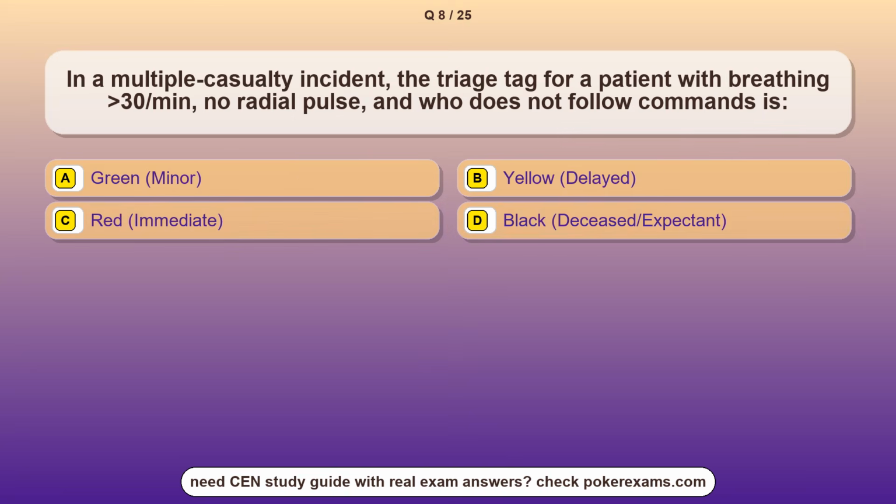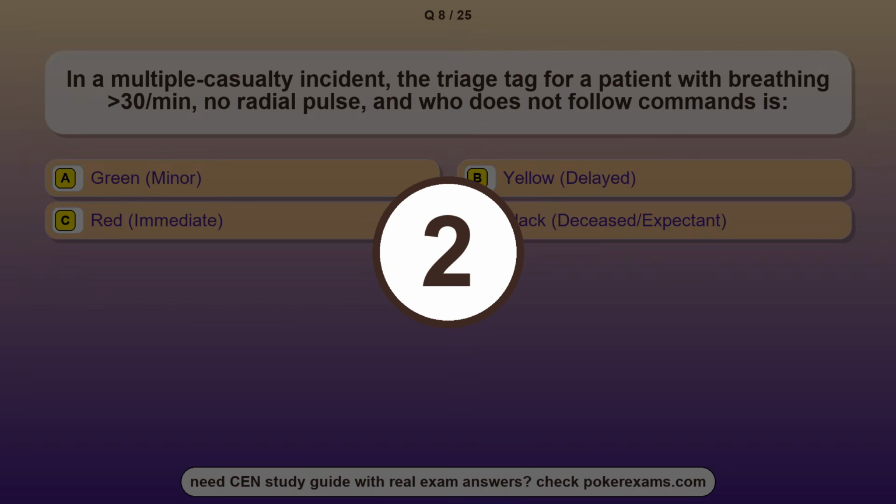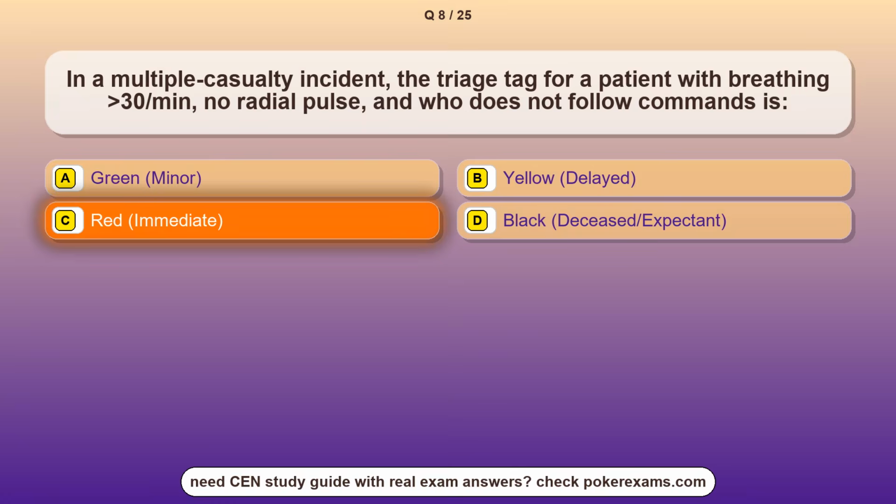Question 8. In a multiple-casualty incident, the triage tag for a patient with breathing 30/min, no radial pulse, and who does not follow commands is Option A, green, minor. Option B, yellow, delayed. Option C, red, immediate. Option D, black, deceased/expectant. The correct answer is option C, red, immediate.